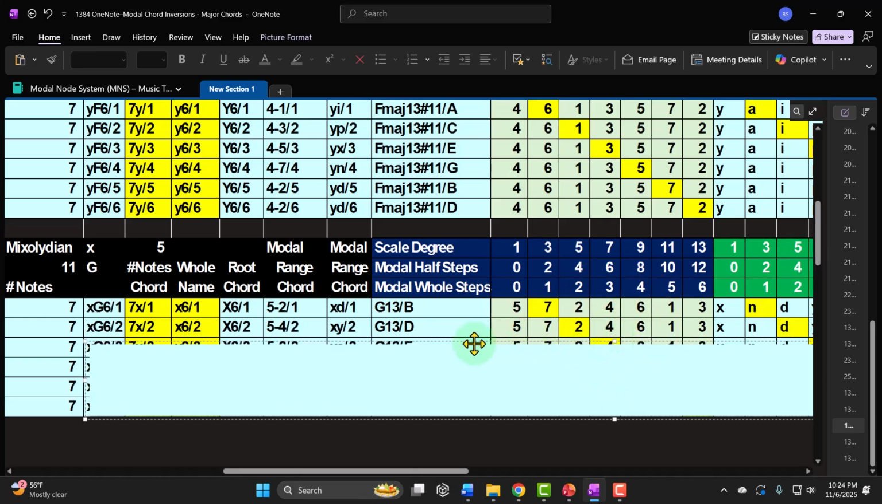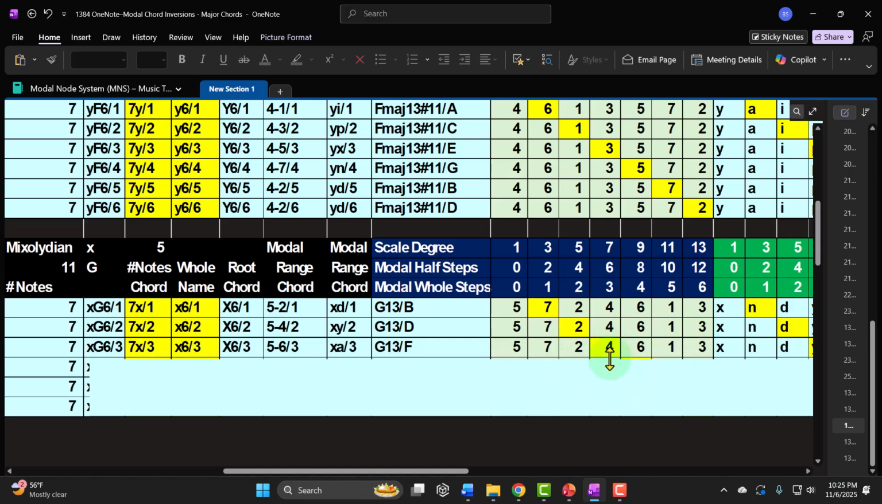Next, we have a second inversion, G13/D, would better be 7x/2 or x6/2, which would be a 7-note Mixolydian second inversion, or Mixolydian 6 modal whole step second inversion, meaning going 2 modal whole steps up from the tonic point of inversion, which happens to land on nodal point 2, which is the Dorian node.